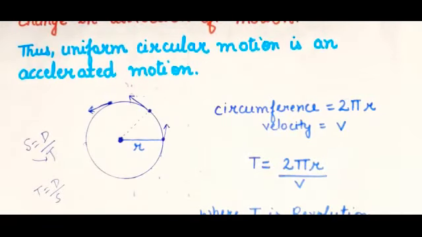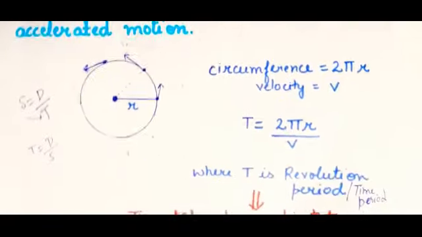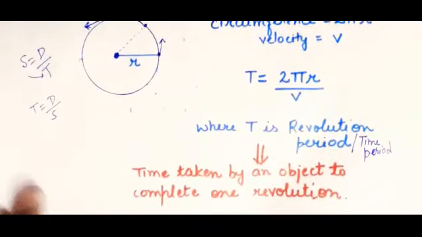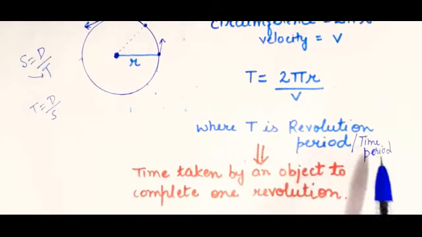So what is time period? It is the time taken by an object to complete one revolution. That time taken is called the revolution period or time period. So are you clear about uniform circular motion? Okay. So this was the last topic of this chapter.